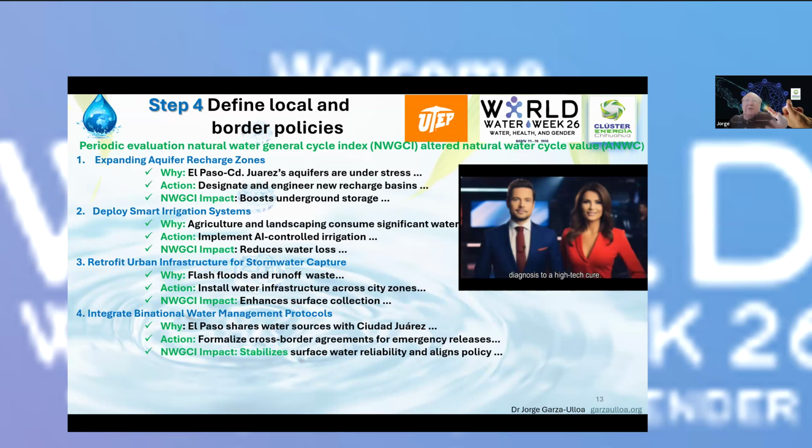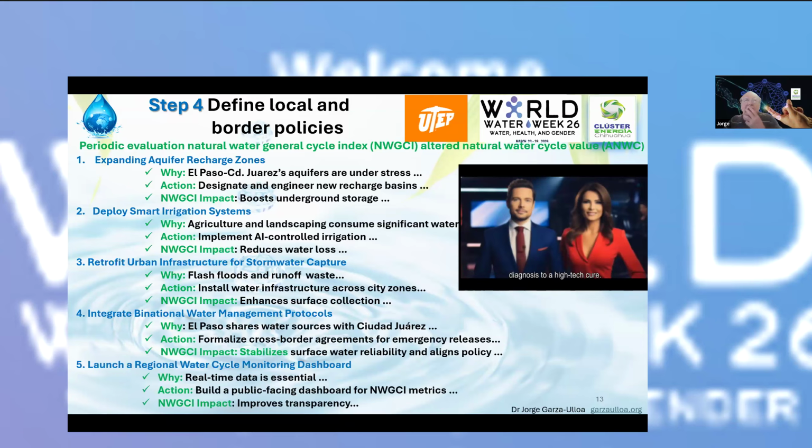Okay. And number 4, we need to integrate nationally. We need to share with Ciudad Juarez and work together, and even with New Mexico. And with what action? We need to formalize some border agreement in case of emergency. We need to monitor on both sides and join the action of recharging the aquifers.